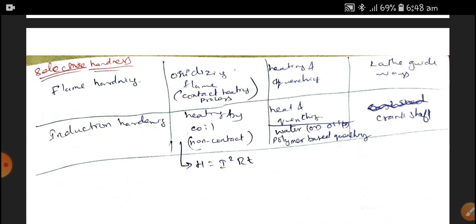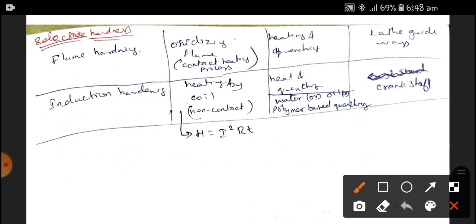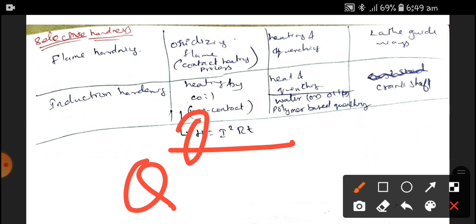This induction hardening process is applied in automobile crankshafts so that uniform hardness can be achieved at the selected surfaces. How much heat we are going to produce can be controlled by the equation I squared R T, where I is the current, R is the resistance, and T is the time. This H is the heat, that is Q.